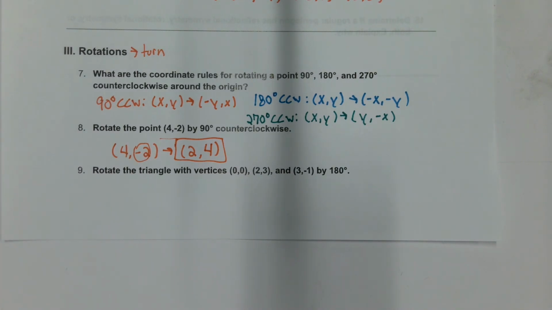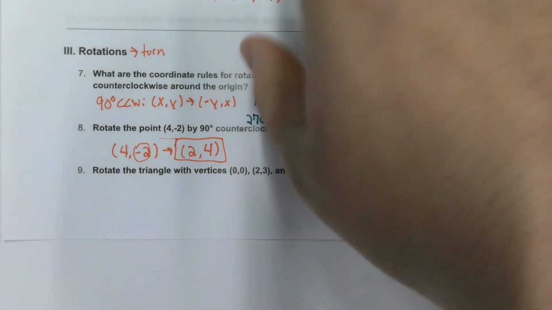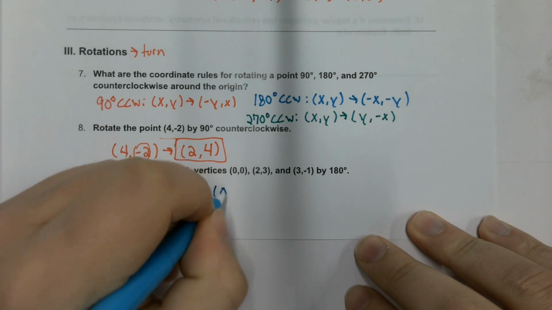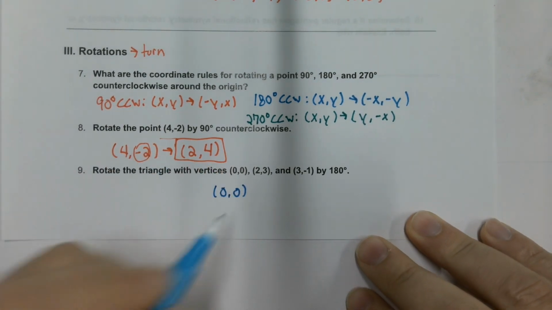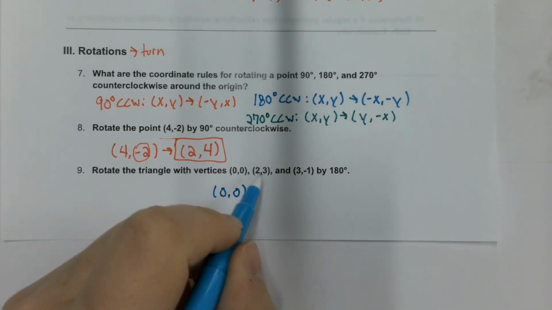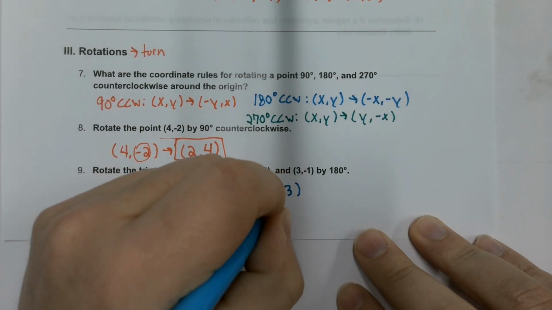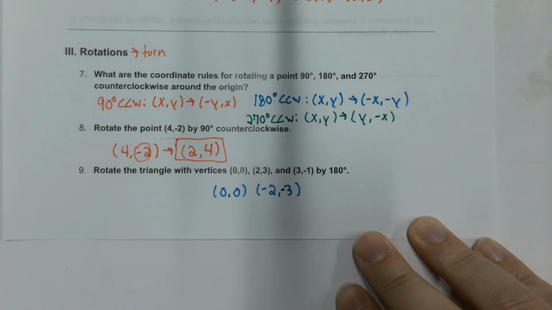And then finally, we're going to do the same thing, except now we have a triangle with 3 points, and we're going to rotate that by 180 degrees. So that'll be our blue rule up here. Again, doesn't tell us clockwise or counterclockwise because it does not matter which way we turn for 180. So here, (0, 0), that's just going to stay (0, 0) because the opposite of 0 is still 0. Well, this one, we're going to keep the order the same and just make them both the opposite.